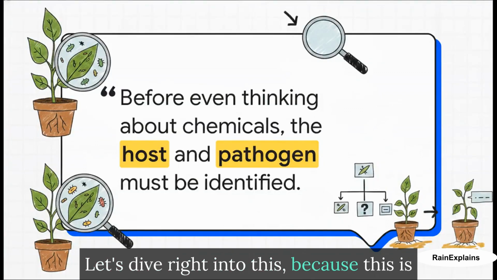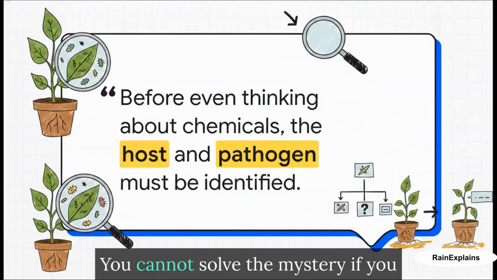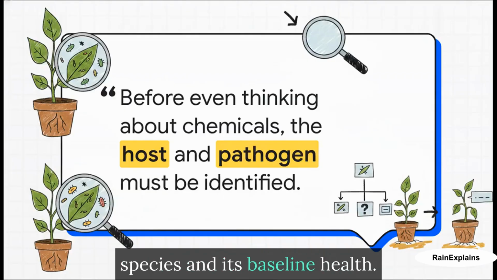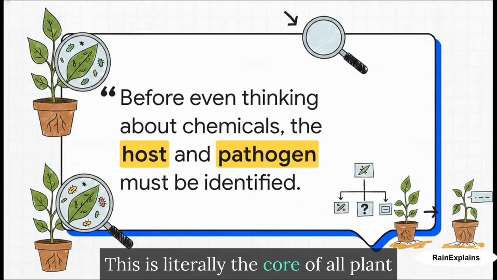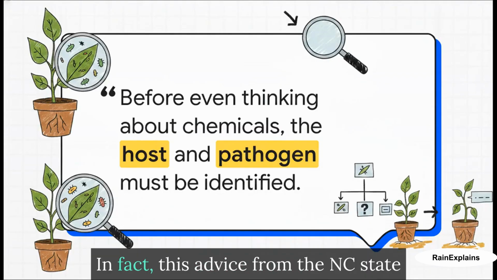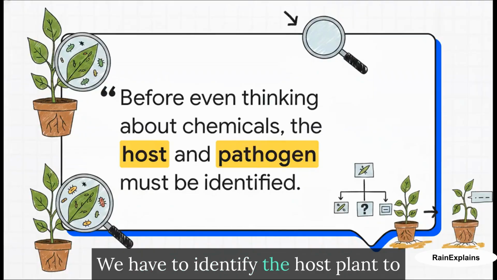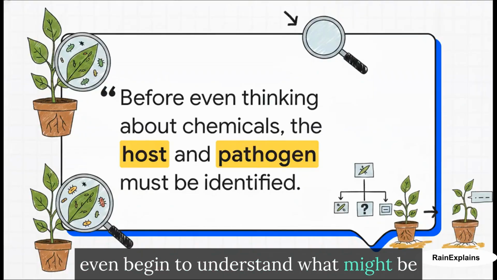Let's dive right into this, because this is absolutely crucial. You cannot solve the mystery if you don't first identify the exact plant species and its baseline health. This is literally the core of all plant diagnostics. In fact, this advice from the NC State Extension is our golden rule. We have to identify the host plant to even begin to understand what might be attacking it.